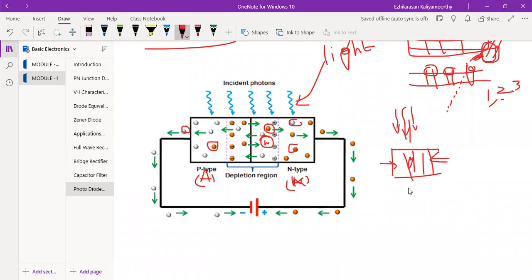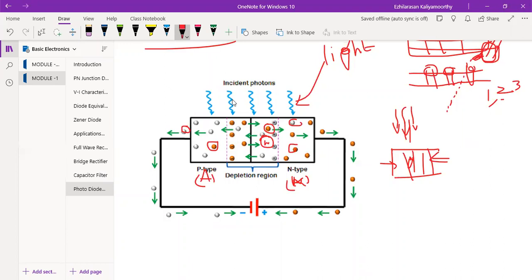So the special type of diode, the photodiode, will generate a larger number of charge carriers in the depletion region. In a photodiode, we use light or photons as the external energy to generate the charge carriers in the depletion region. Now the light energy is applied to the photodiode.